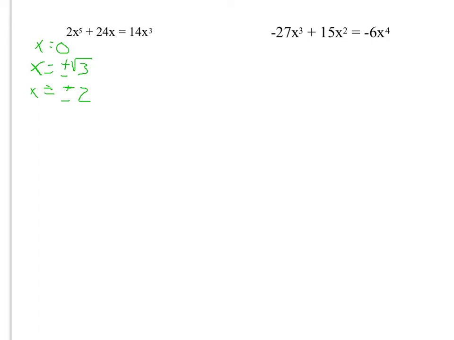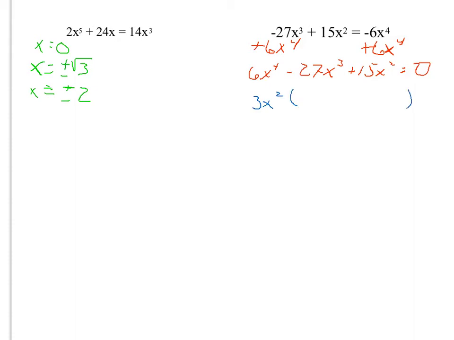Now, moving over to this one, we want to do the same thing, set it equal to 0, so our first step would be to go ahead and add 6x to the 4th over to the other side. So we'd have 6x to the 4th minus 27x to the 3rd plus 15x squared equals 0. So now, something that we can take out of all 3 terms, the 6, 27, and 15, those will all give us a 3, and the x's, we can take an x squared out.